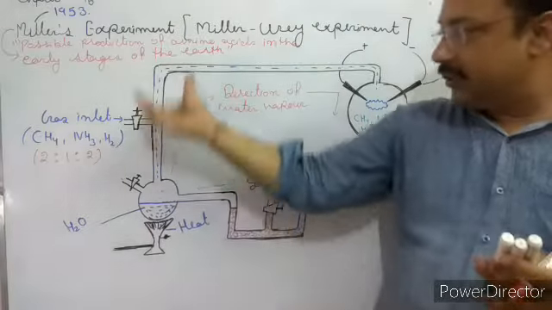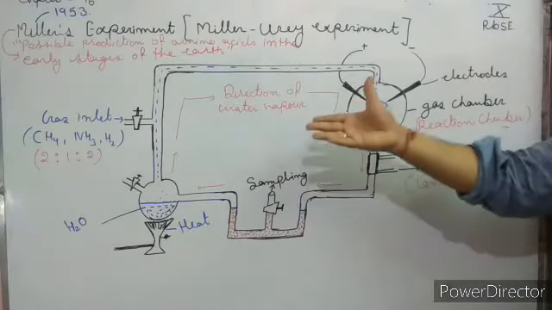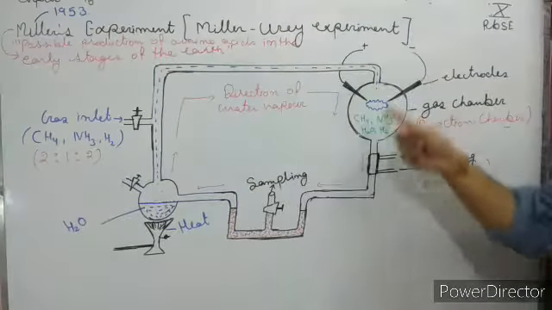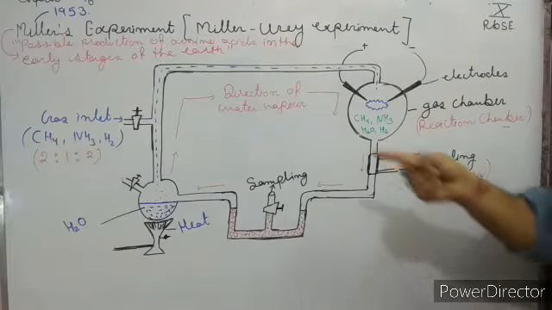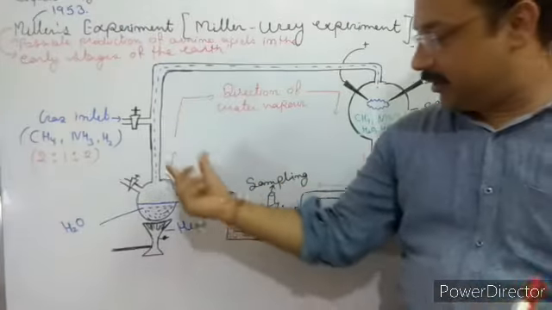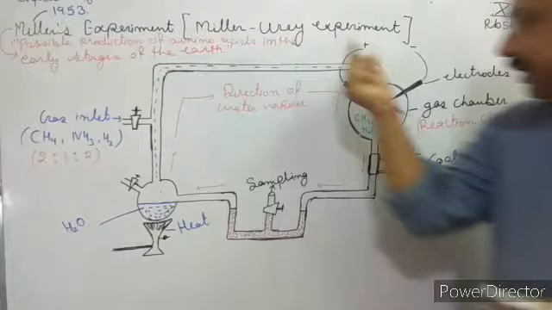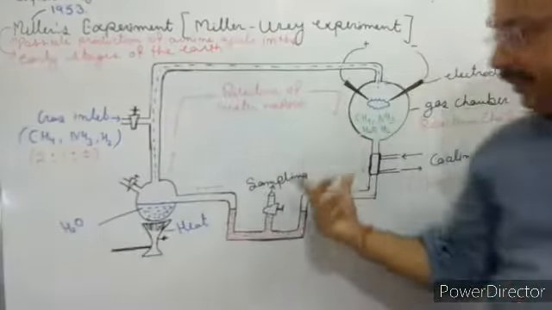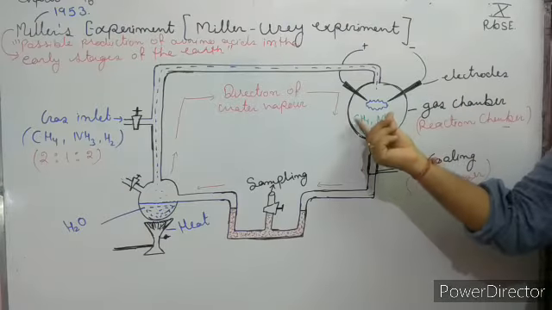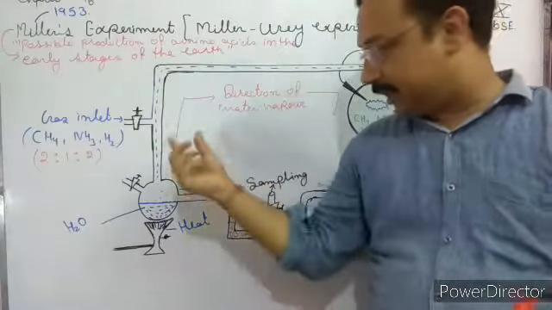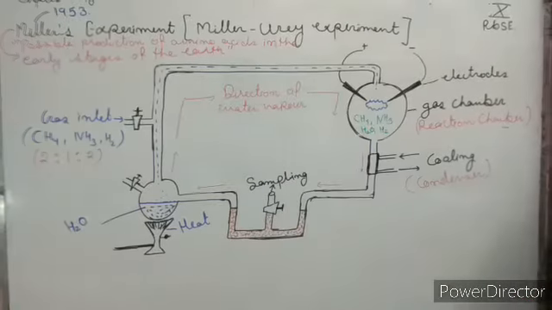Now, by using the electric discharge, the water was boiled at the start and produced steam. This steam causes continuous rotation of gases in the total assembly. That means heating, cooling, lightning passing through, sparking. The steam makes continuous rotation of different kinds of gases.